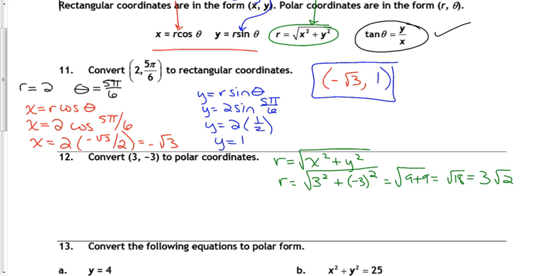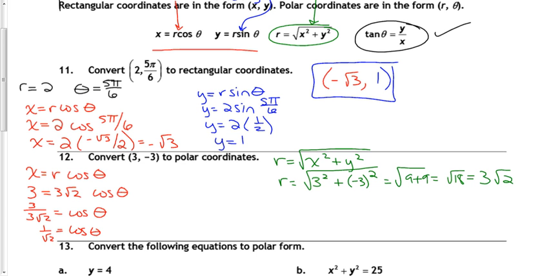Next, I need to find theta. So now that I know what r is, I should be able to use that to find theta. So I'm going to go ahead and use the x formula. So x is going to be r cosine theta. And I know what x is. X is 3. I know what r is. It's 3 square root 2. And I'm trying to find cosine of theta. So I divide both sides. And so I have 3 divided by 3 square root 2 is cosine theta, which means cosine theta is 1 over square root of 2, which isn't a form that I really recognize. So that really means that cosine theta is square root of 2 over 2 by rationalizing the denominator.